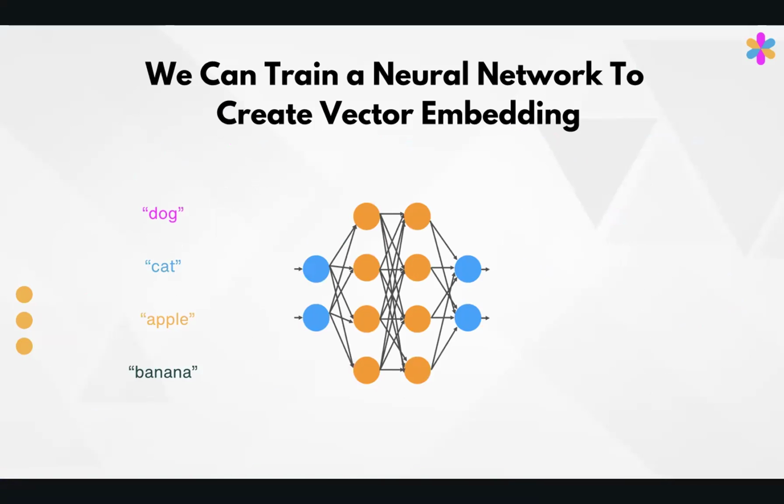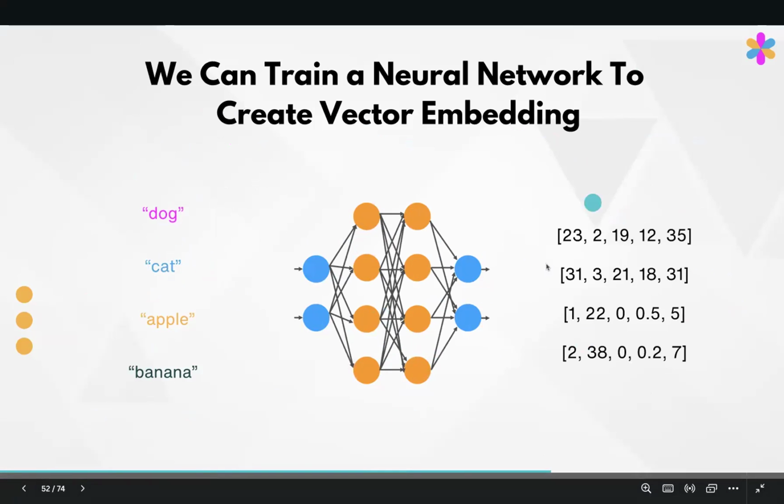And the hope is that when you train such a giant neural network, for each word there will be vectors created, and those vectors will capture the semantic meaning. For example, when you train on enough data, the vectors for dog and cat should be similar to each other. The vectors for apple and banana should be similar to each other.